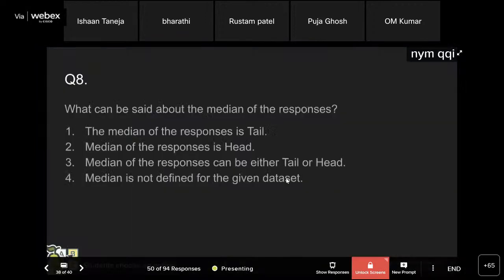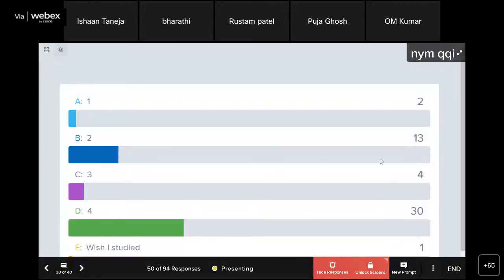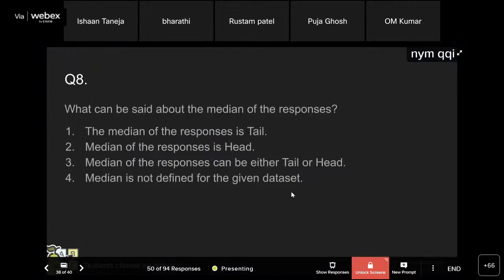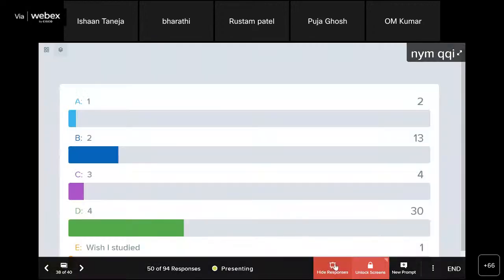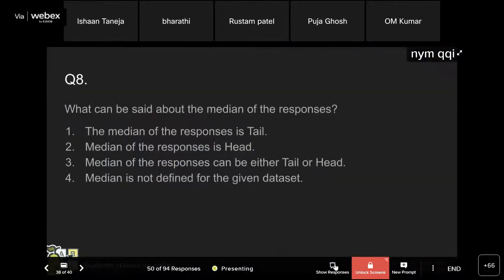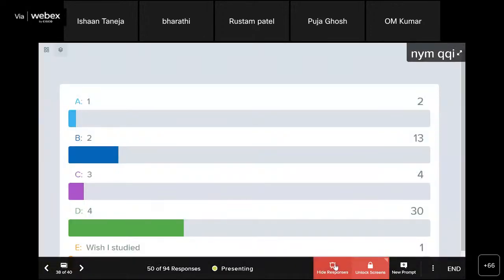Okay, what's the option for? Median is not defined for this data set. Option 1, 2, and 3. Okay, 2 of you have answered option 1. 13 of you have answered option 2. Great. And 4 of you have answered option 3.